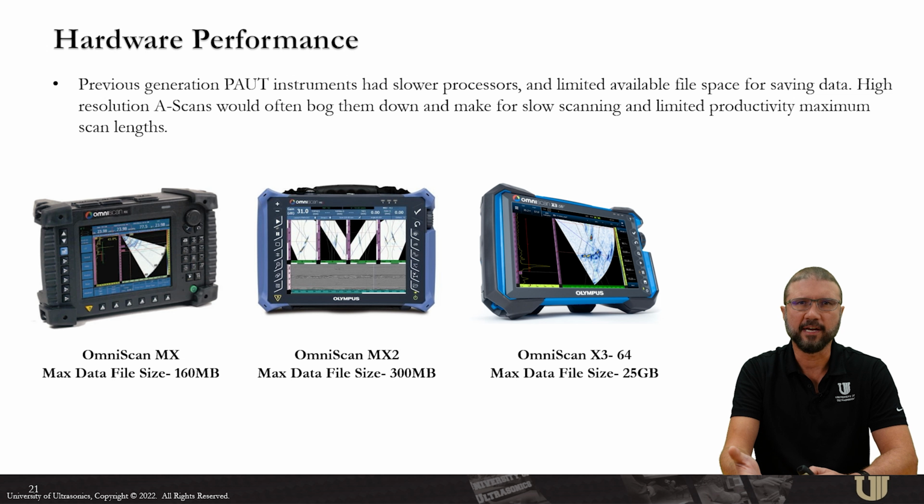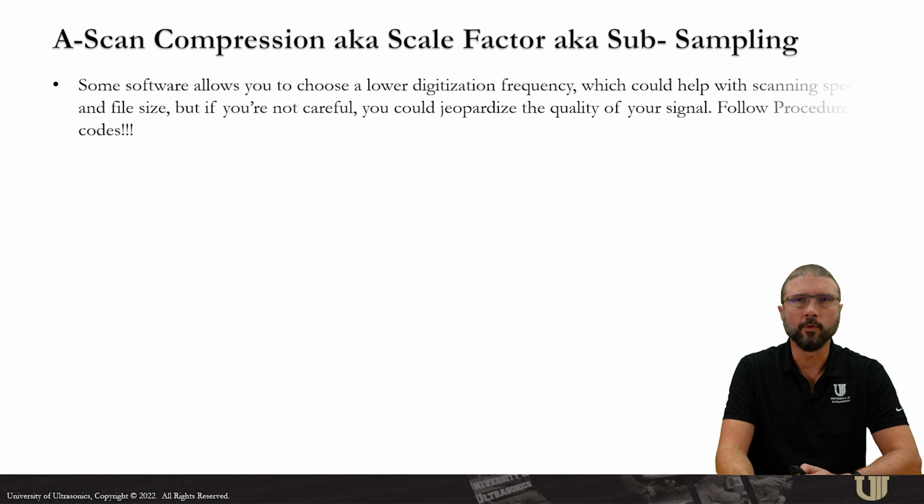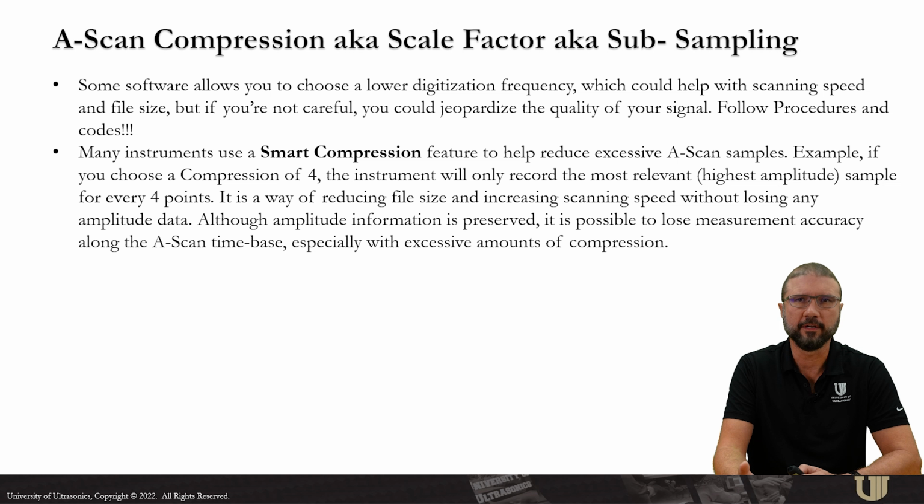So here's an example on the storage situation. The maximum file size on the original OmniScan MX was only 160 megabytes. On the MX2, it was increased to 300 megabytes. And on the X3, you can go all the way up to 25 gigabytes. And also, as you can imagine, portable computer processing speed and data throughput has also drastically improved over the past 10 or 15 years. Some software allows you to choose a lower digitization frequency, which could help with scanning speed and file size. But if you're not careful, you could jeopardize the quality of your signal. So you have to know what you're doing.